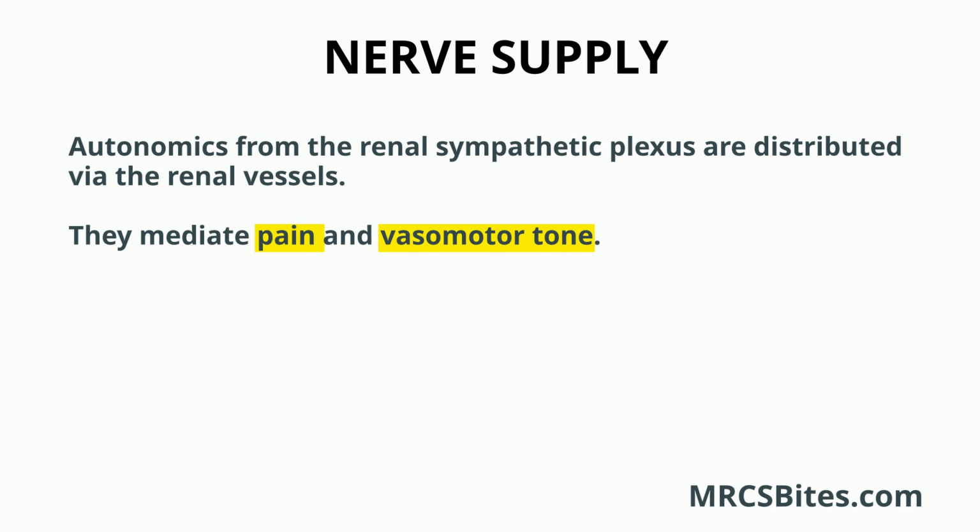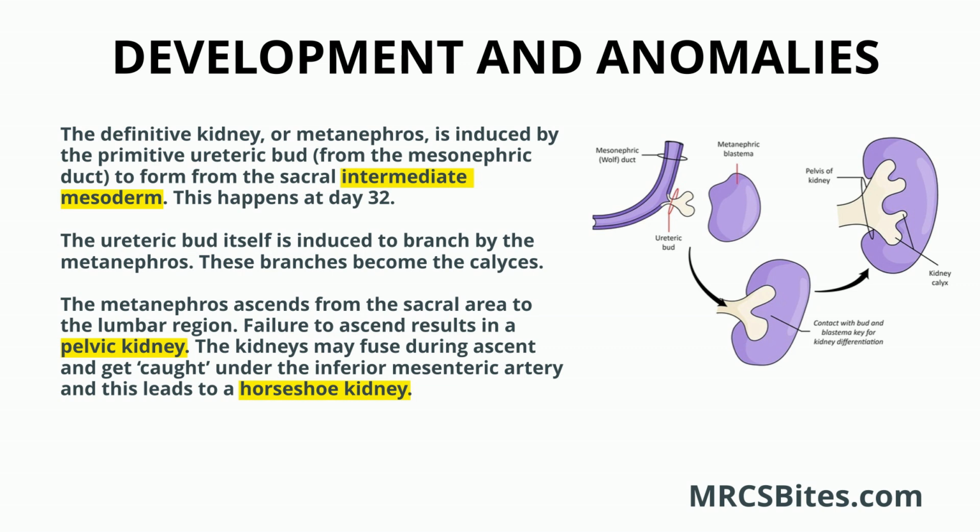Nerve supply. Autonomics from the renal sympathetic plexus are distributed via the renal vessels. They mediate pain and vasomotor tone. Development and anomalies. The definitive kidney, or metanephros, is induced by the primitive ureteric bud from the mesonephric duct to form from the sacral intermediate mesoderm. This happens at day 32.